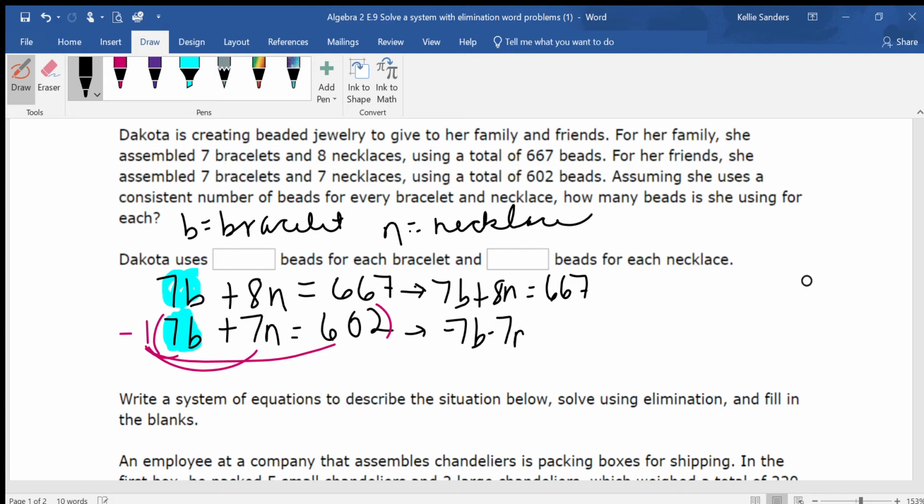-7B minus 7N equals -602. The B's cancel out. What's 8 minus 7? 1. And 1N is the same thing as N. And 667 minus 602 would be 65. What does that mean? For every necklace that she makes, she needs 65 beads. So 65 is going to go right there. But we still need to find out how many beads she's going to use for the bracelets.